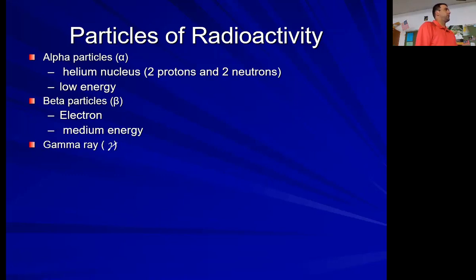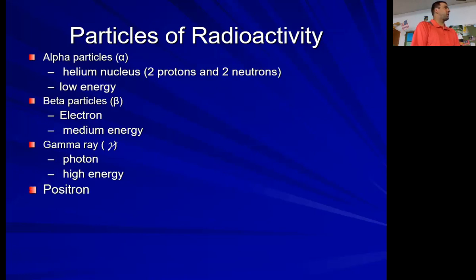A gamma ray is a photon. It has no mass and no charge. I can't really write a gamma ray, I just write gamma, 0, 0. No mass, no charge, no protons, no neutrons. It is nothing but energy. It's a photon.